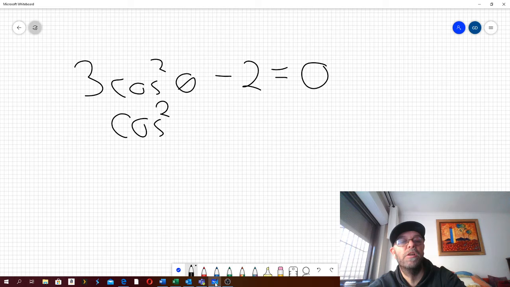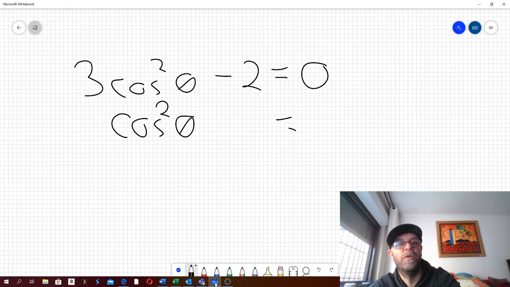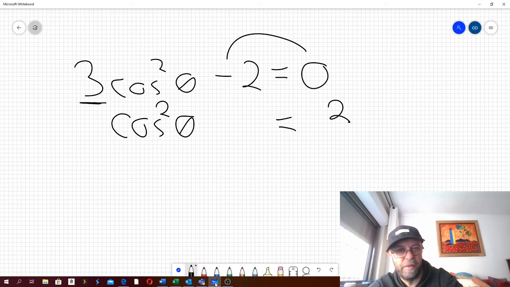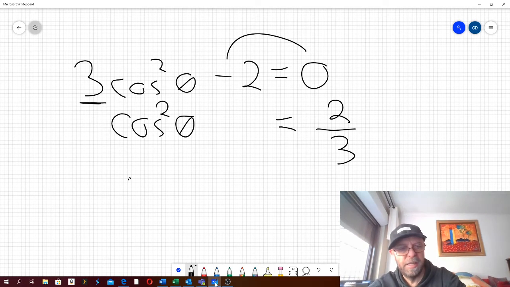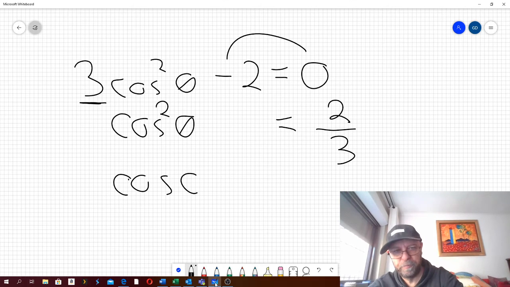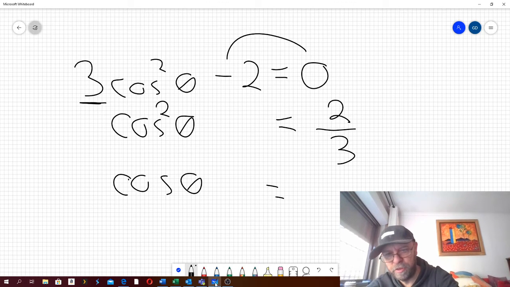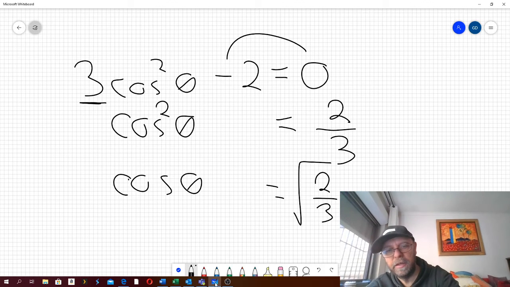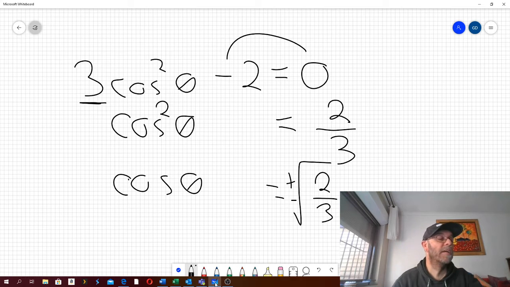So that means that cos squared theta must be equal to, I'm going to take the 2 over, so that'll get me 2 there, and I'll divide by this 3. So I get 2 over 3. And that means that cos theta is the square root of 2 over 3. Now remember, always with square roots we get a plus and a minus. This is important when you square root values.